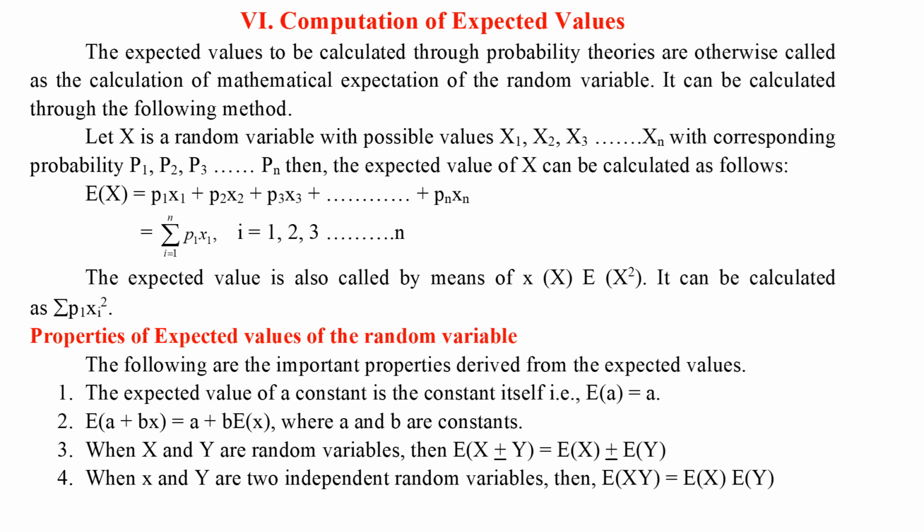Properties of expected values of the random variable. The following are the important properties derived from the expected values. 1. The expected value of a constant is the constant itself, that is E(A) equals A. 2. E(A plus bX) equals A plus bE(X), where a and b are constants. 3. When X and Y are random variables, then E(X plus or minus Y) equals E(X) plus or minus E(Y). 4. When X and Y are two independent random variables, then E(XY) equals E(X)E(Y).